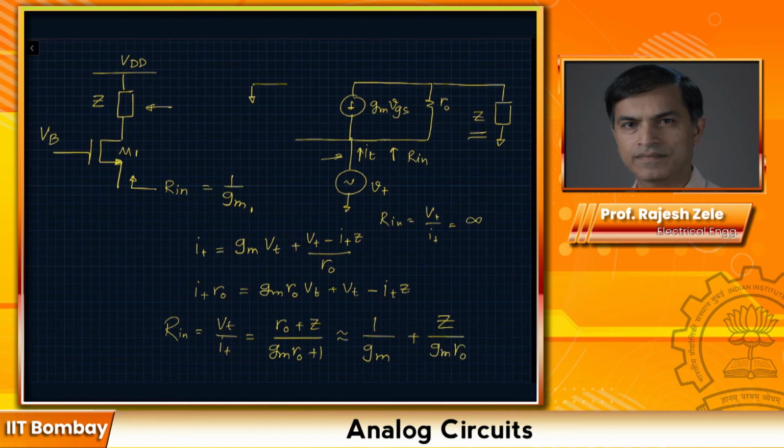I hope you have gone through the equations here. Now here is the final point I would like to elaborate on, which is Rin is given by the reciprocal of Gm plus Z divided by Gm Rout. So what this expression is telling you is, if Z is small, then yes, you're right. The resistance Rin is going to be 1 over Gm. However, if Z is large, then the resistance at the drain gets divided by the intrinsic gain of the amplifier, which is GmRout. So this is the point I would like you to remember.